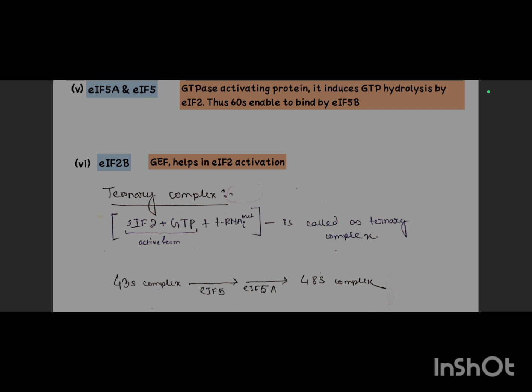So when you watch this video, just note down step by step, it will be clear.